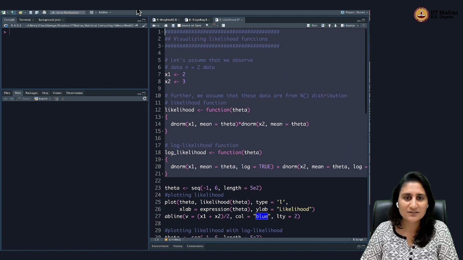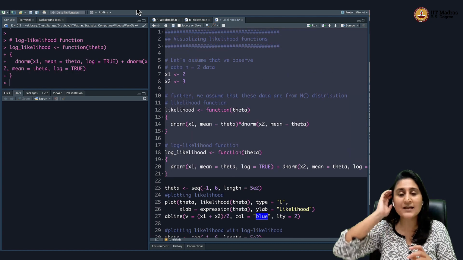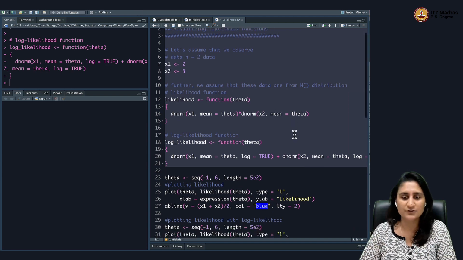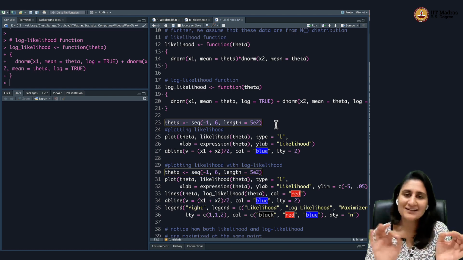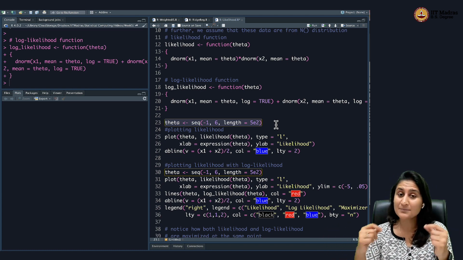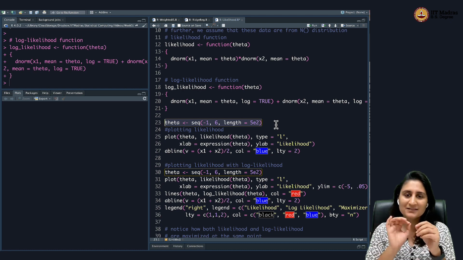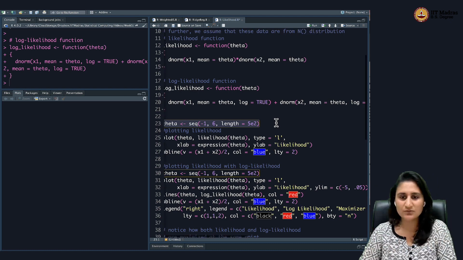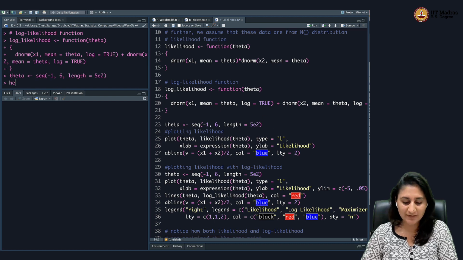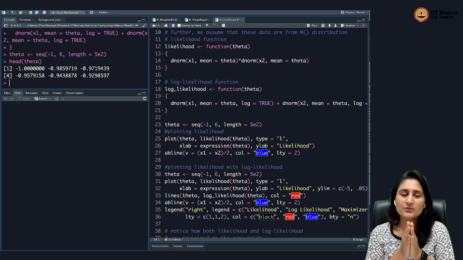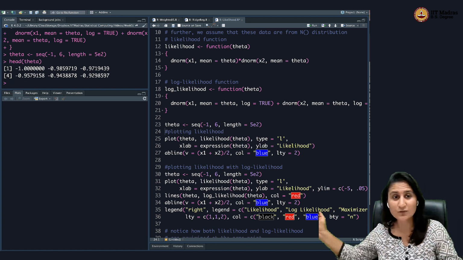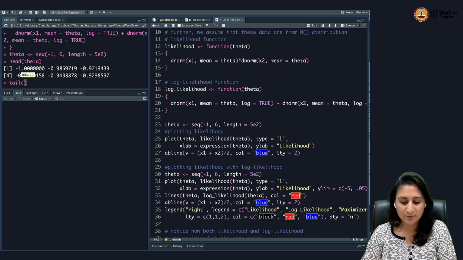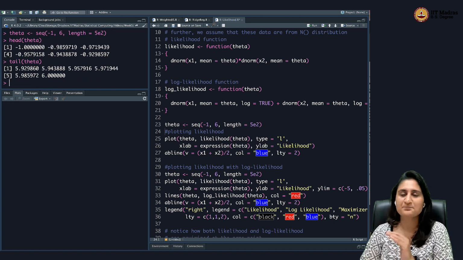Once I've done this, I've set up my code to visualize, evaluate and understand my likelihood function. In this line, line 23, I'm creating a grid of theta values, theta being the parameter, and then evaluating for each of those theta values. If I run this line and look at the head, it gives me a sequence of points from -1 in small increments, so that the length of the whole vector is 500. If I look at the tail of theta, it should end at 6. So it's going to be a grid of values.